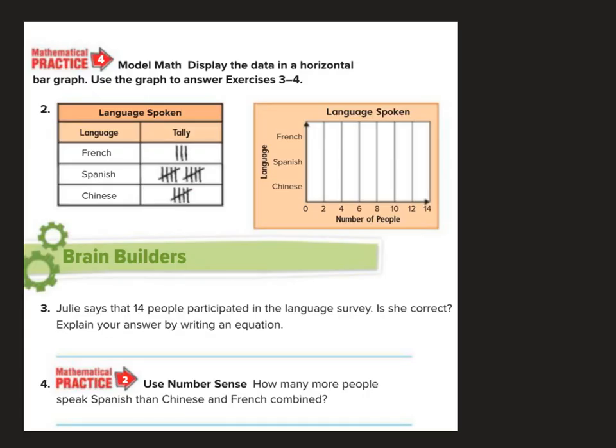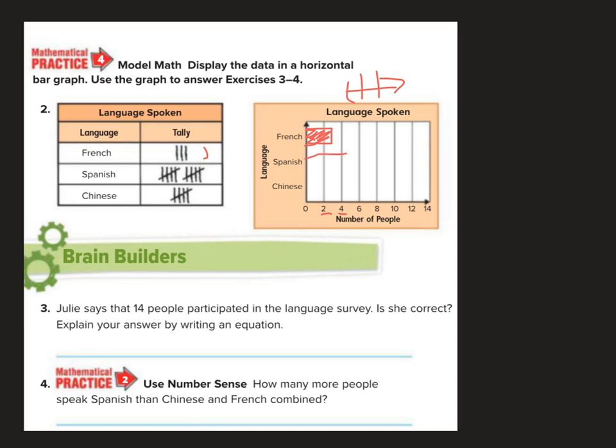Okay, I kind of put this one over to the side so I'd have some room to work. So let's take a look here. Okay, language spoken, language of French, Spanish, Chinese. We got a tally chart going here. We're going to do a horizontal bar graph. We need 3. Okay, 3 is going to be halfway between 2 and 4 for French. Yeah, that's a good thing too to double check. Sometimes they might be out of order, so you need to make sure you're putting the correct data over.